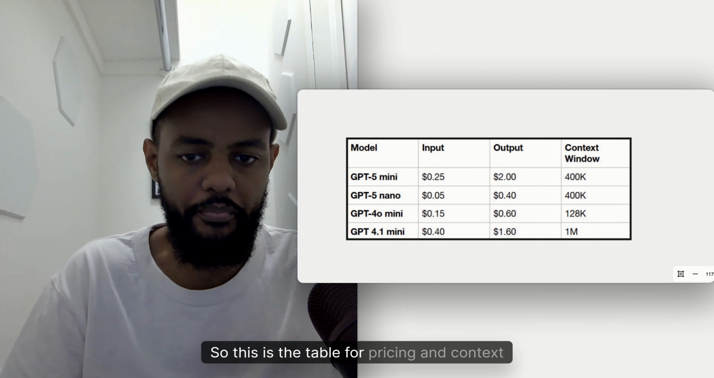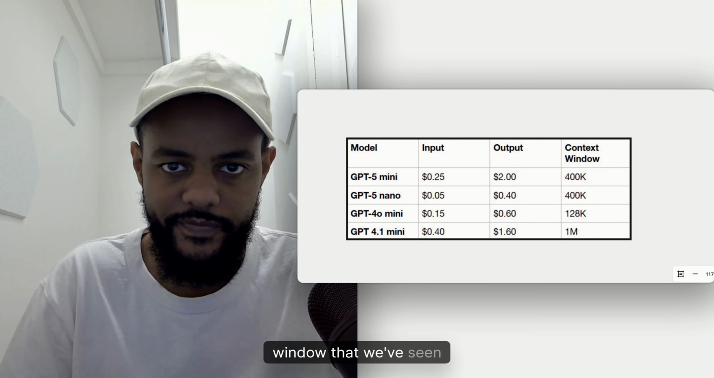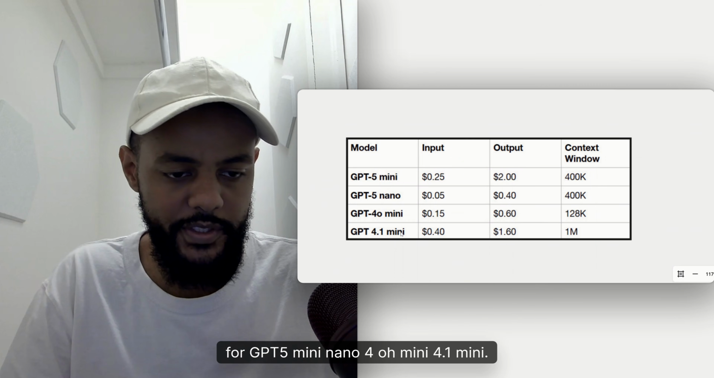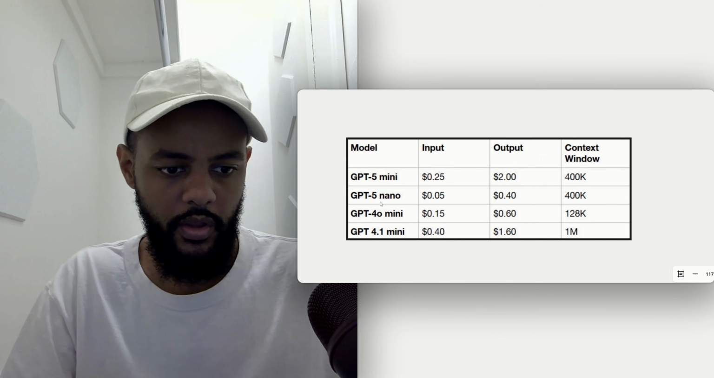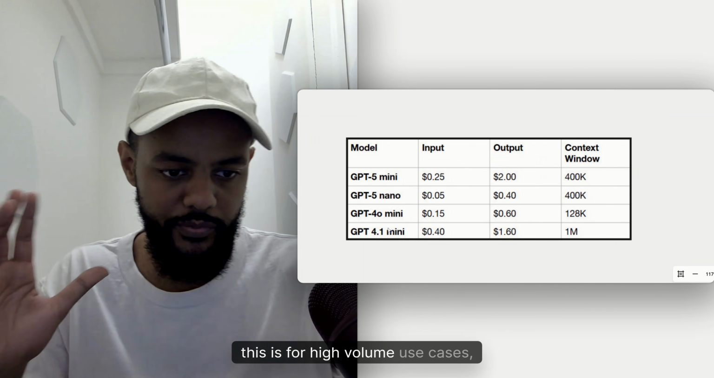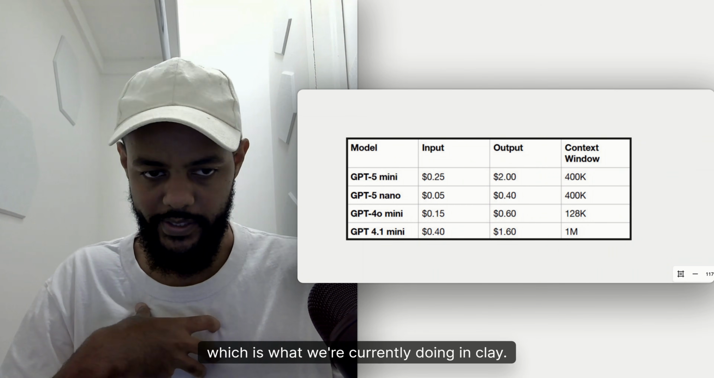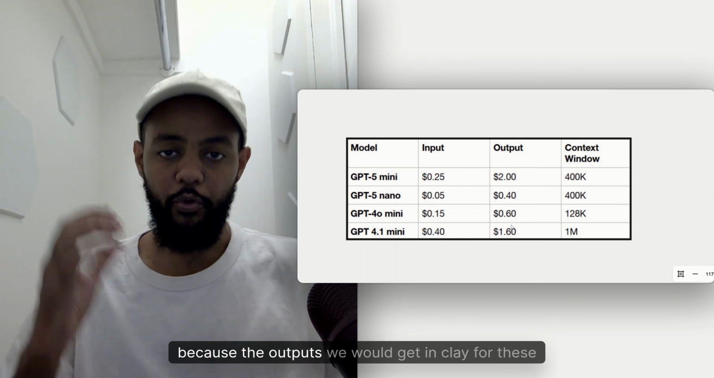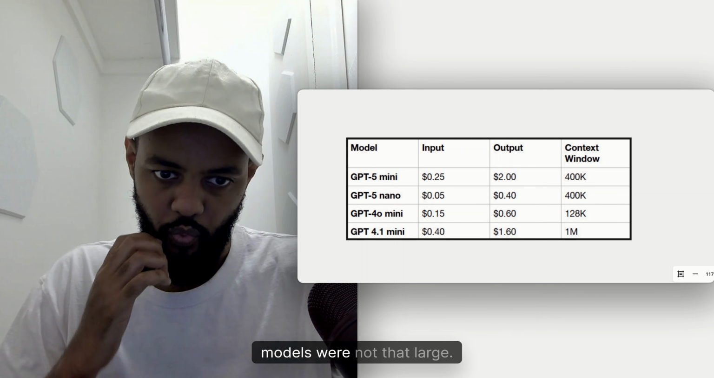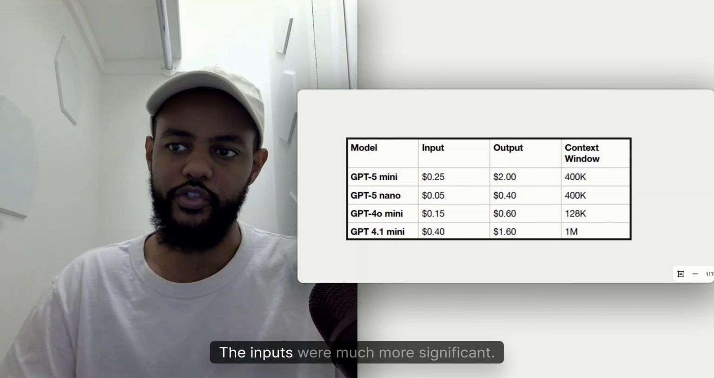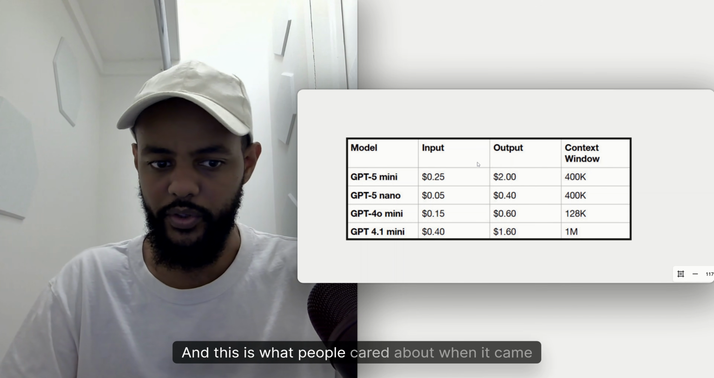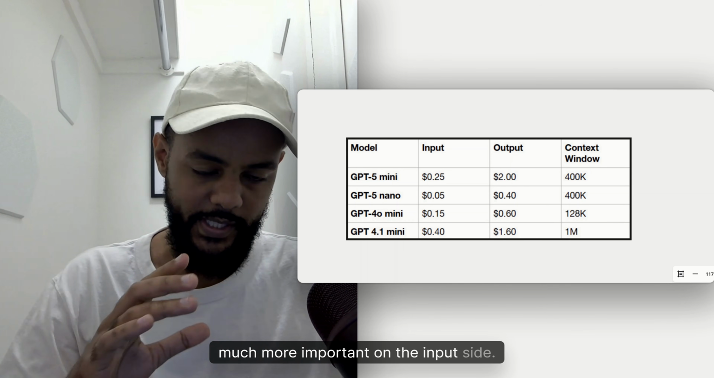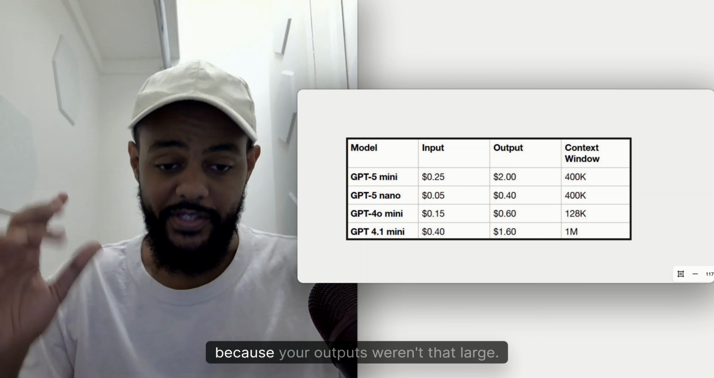So this is the table for pricing and context window that we saw three weeks ago for GPT-5 mini, nano, 4.0 mini, 4.1 mini, right? I'm not covering the main GPT-5 model or 4.1. This is for high volume use cases, which is what we're currently doing in Clay. When we looked at pricing, most people focused on inputs more than outputs, because the outputs we would get in Clay for these models were not that large. The inputs were much more significant, and this is what people cared about when it came to context window and pricing. The tokens were much more important on the input side because your outputs weren't that large.